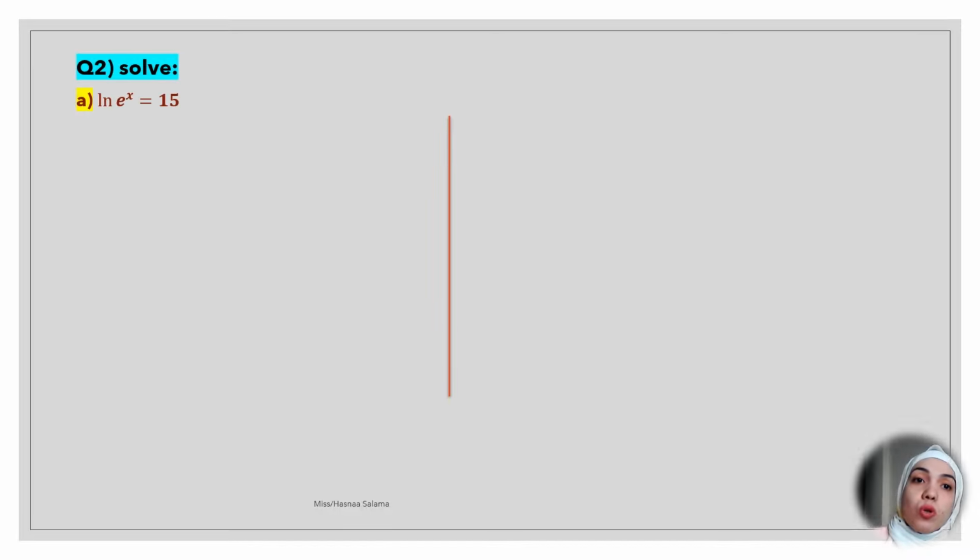Question to solve: ln e power x equal 15. Okay, it's very easy. ln with e will cancel together, and I write only x. The ln cancels the e because they are inverse. So it will be 15. That's it.